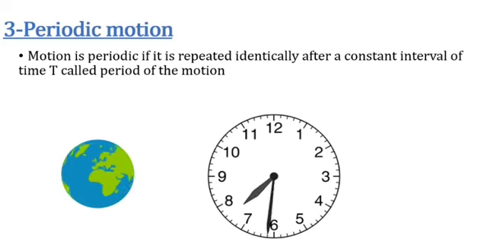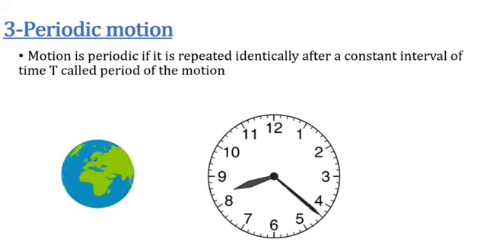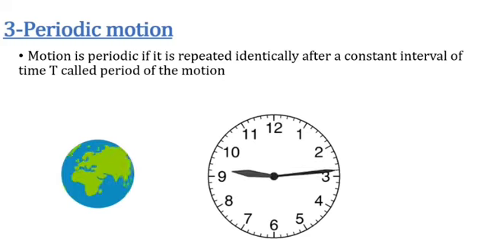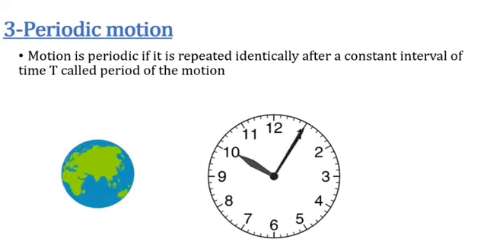For example, the arms of a clock move. The minute arm needs 60 minutes to return to its position. So the arms of the clock are also a periodic motion.